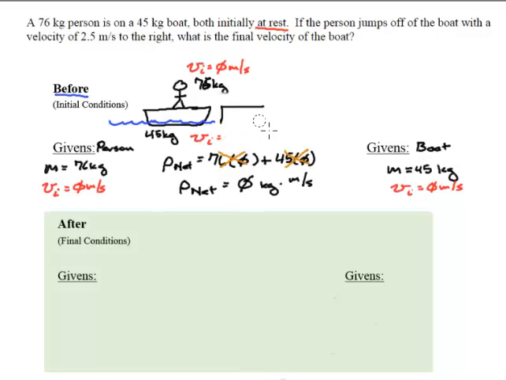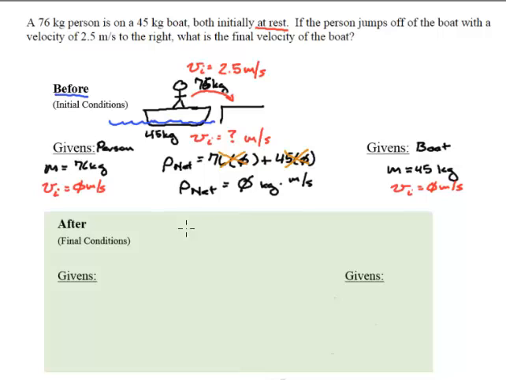Well, that's all well and good, but then the second half of the problem changes things up a little bit. It explains that the man leaps off the boat this way at a velocity of 2.5 meters per second. And then, what is the final velocity of the boat? We are looking for what the velocity of the boat is.